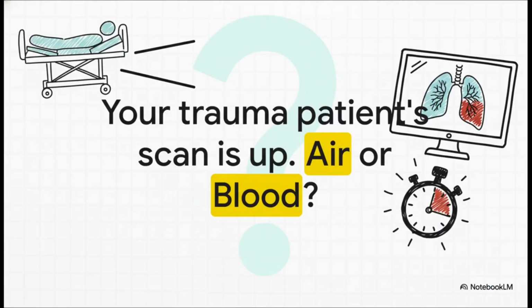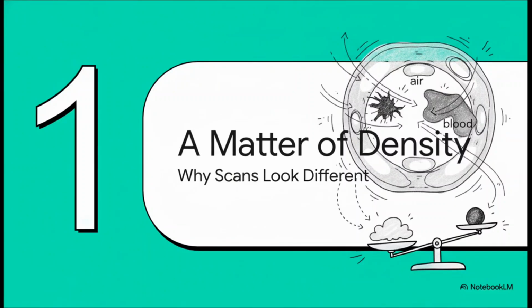Okay, picture this. A trauma patient just rolled in, they're unstable, and their scan finally pops up on your screen. The clock is absolutely ticking. You've got to make a call right now. Is that dark shadow in the chest air, a pneumothorax? Or is it blood, a hemothorax? Everything you do next hinges on that one decision. So how in the world do you tell them apart?